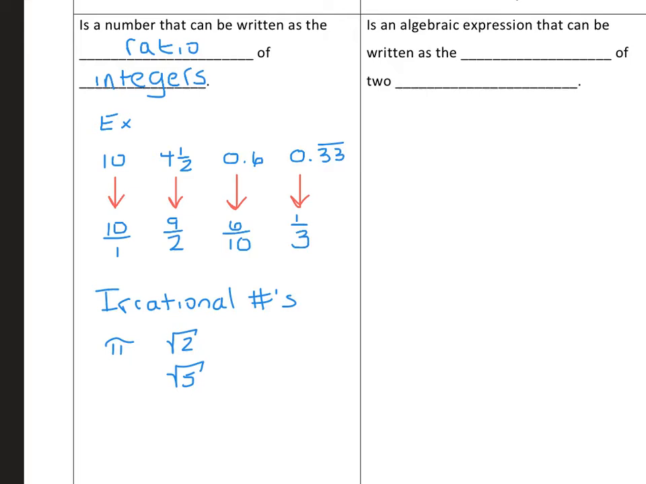And later on in the year, we're also going to be talking about the natural base e. It's a fixed number, much like pi, but it also does not terminate and it does not have a repeating pattern. So all of these irrational numbers are not rational.